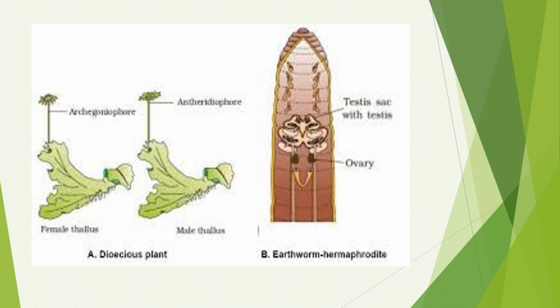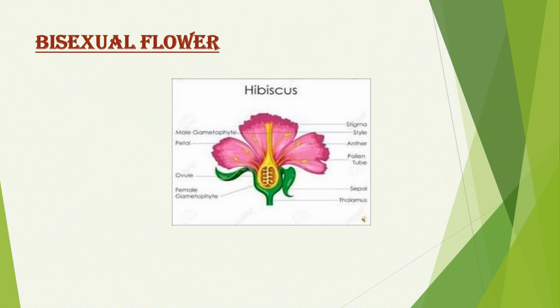Flowers, generally you must have seen bisexual flowers. The male part of the flower, here you can see the stamen and the pistil in the same flower. So this kind of flower is a bisexual flower, whereas in some plants you will see only a male flower and a female flower.